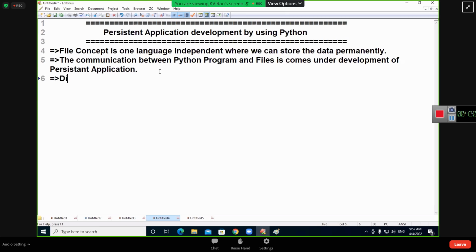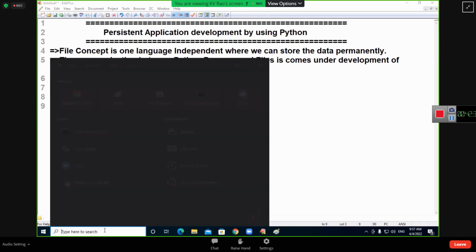Straightforward, directly I'm going for the definition of files. Definition of files I'm going to take. What is the definition of files and persistent applications? Definition of files or persistent application I'm going to discuss. Let us come to the discussion once again.